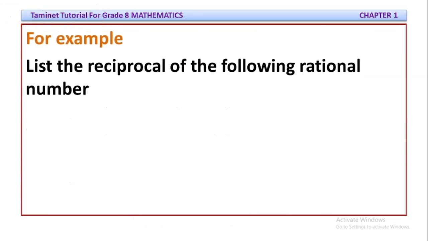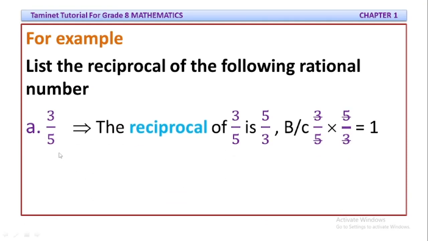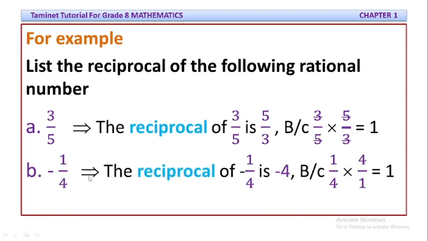For example, list the reciprocal of the following rational numbers. If a is 3 over 5, the reciprocal of 3 over 5 is 5 over 3. Because if we multiply 3 over 5 with 5 over 3, 5 by 5 cancel, 3 by 3 cancel, so the result will be 1. So always the product of a number and its reciprocal is 1.